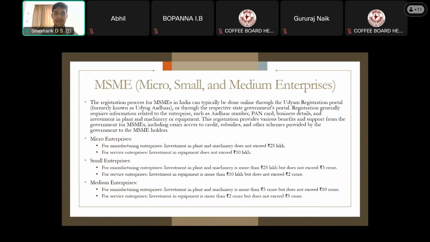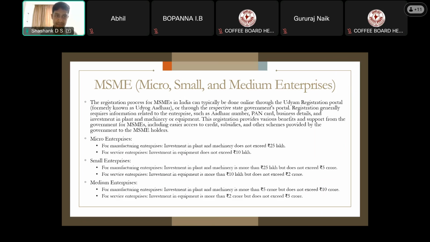MSME registration, as per the MSME Act, has three categories: micro, small, and medium enterprises. Each of the categories has been defined with eligibility criteria. In the case of a manufacturing enterprise, if the investment does not exceed 25 lakhs, it is considered a micro enterprise. Between 25 lakhs and 5 crores, it is considered a small enterprise. If the investment exceeds 5 crores and does not exceed 10 crores, it is considered a medium enterprise.